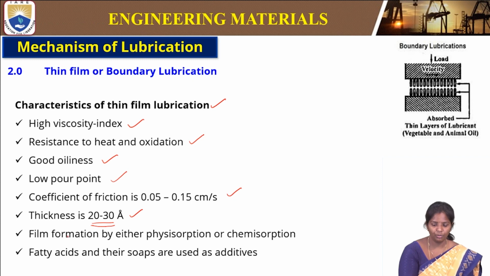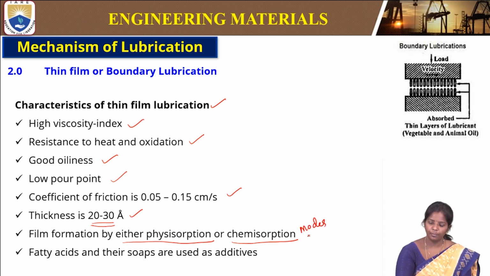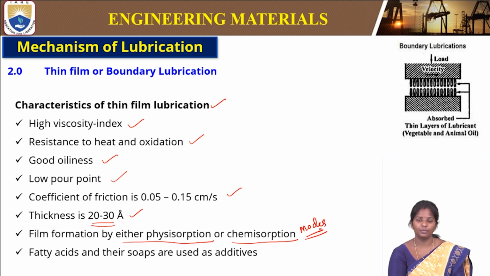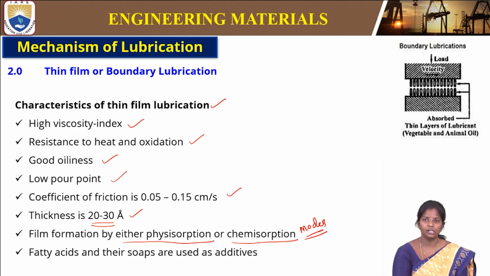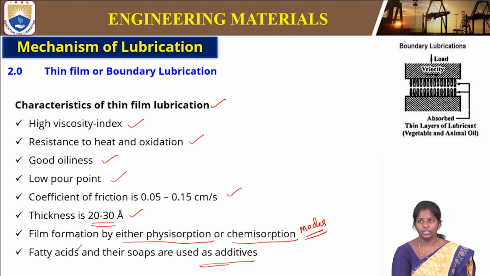Then film formation is by either physisorption or chemisorption. These are the modes of mechanism, or the film formation modes, during which thin film lubrication takes place. Then fatty acids and their soaps are used as additives to increase the lubrication property. So we will see in detail how the lubrication takes place when it is thin film.